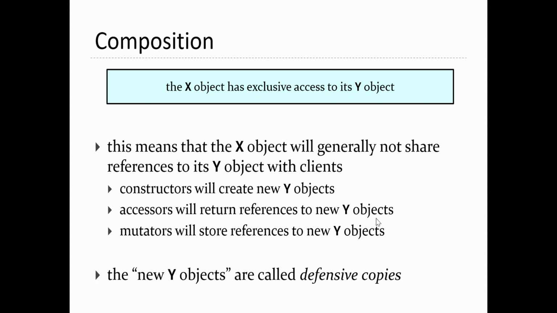And you need these defensive copies in order to make sure that, in the projectile example, no one can change the position of the ball without asking the ball object itself.